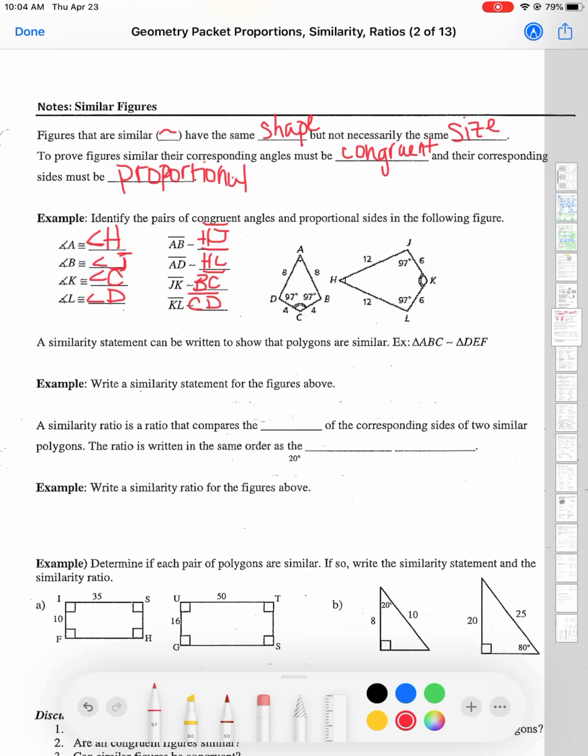So a similarity statement can be written to show that the polygons are similar. So write a similarity statement for the figures above. One example could be A, B, C, D. So if we went A, B, C, D for the first one, we would have to go H, J, K, L. And a really easy way to do that is to match up the angles. Since we went A, B, C, D, we would have to go H, J, K, L.